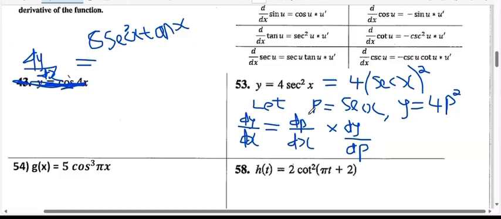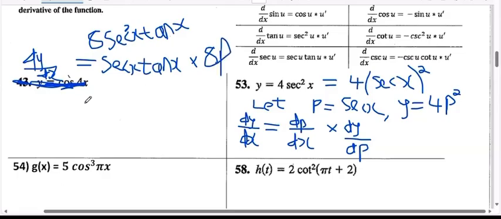So what is the dp/dx? Like I said, differentiating sec x from the standard rule is sec x tan x, which is what I have differentiated for dp/dx. So right here now, having the dy/dp now is going to be 8p. So multiply by 8p.